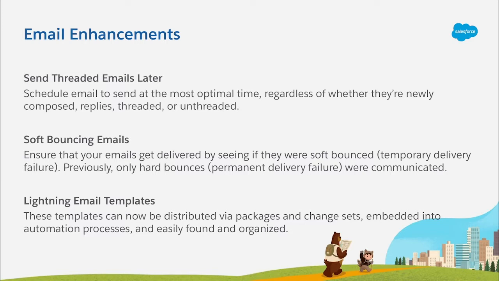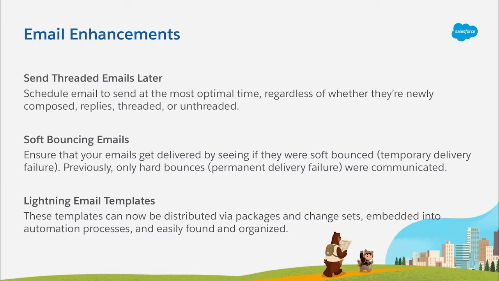Lastly, our Sales Cloud teams have been hard at work building a bunch of extra functionality for Lightning email templates. Users can now manage templates using packages and change sets, which allow them to test templates and automations in sandbox environments. There is also a dizzying array of new automations that Lightning templates can be embedded into, including email alerts, process builder, approval processes, and more.